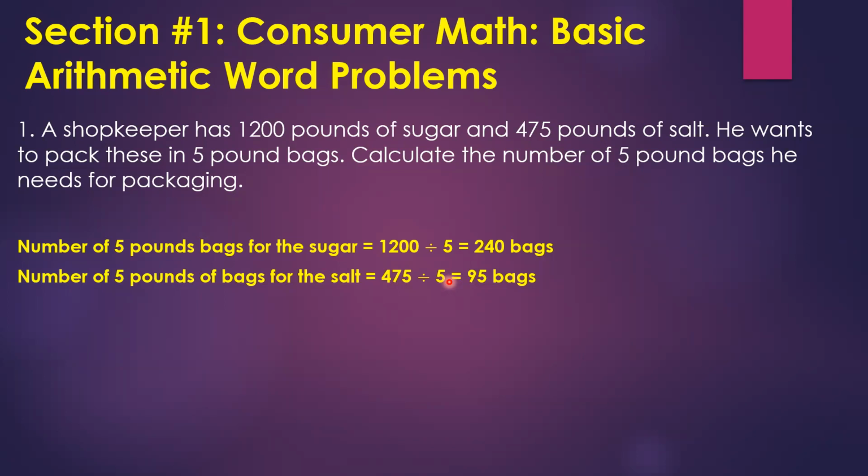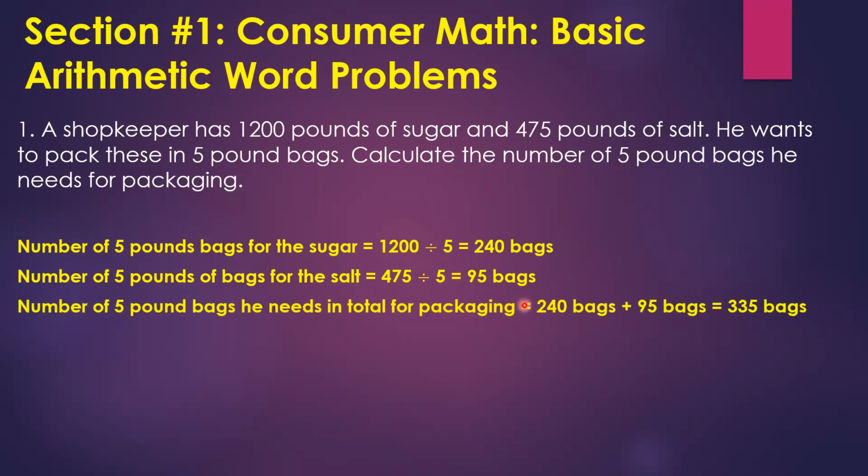We have 240 bags of sugar and 95 bags of salt. What are we going to do to get our final answer? We're going to add them. What numbers are we going to add? 240 plus 95. Very good. When we add them, we get what? 335. Very good. We get 335 bags.